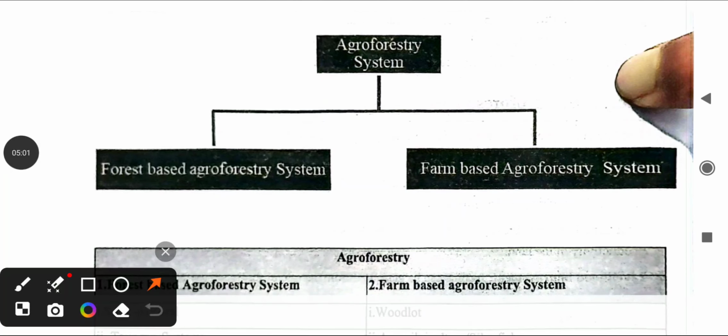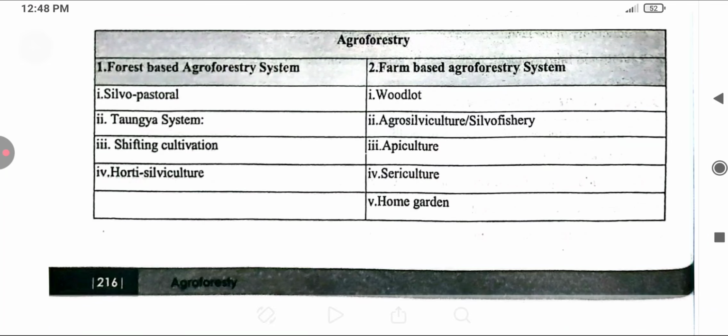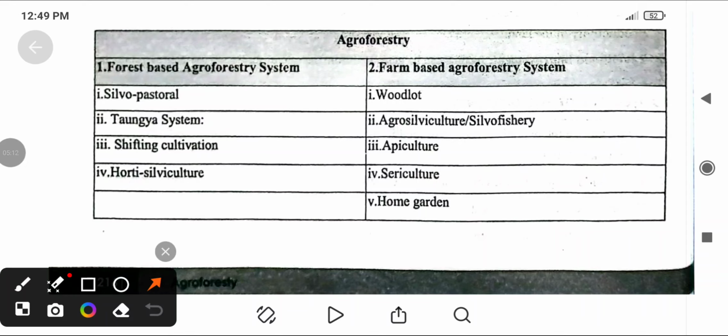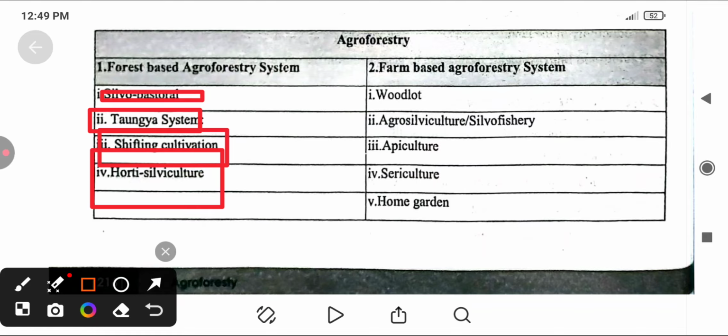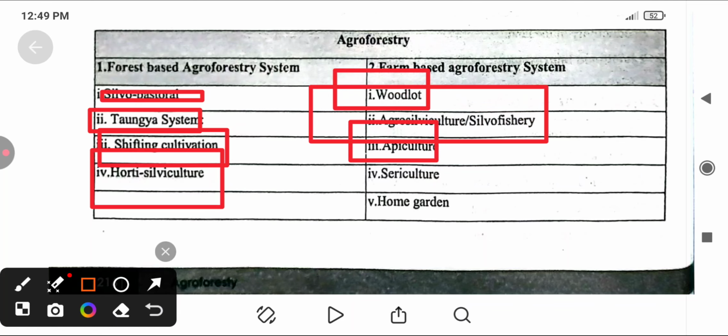Agroforestry systems are forest based agroforestry system and farm based agroforestry system. In forest based agroforestry system there are silvopastoral, taungya, shifting cultivation and hortisilviculture: STSH. Silvopasture, taungya system, shifting cultivation and hortisilviculture. In farm based agroforestry system there are woodlot, agrisilviculture, silvofishery, apiculture, sericulture, home garden. WASH: home garden, sericulture, apiculture, agrisilviculture, silvofishery and woodlot.